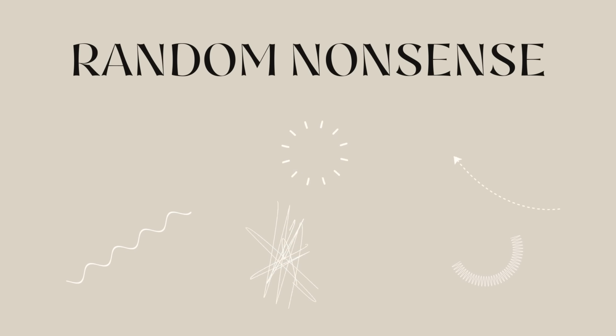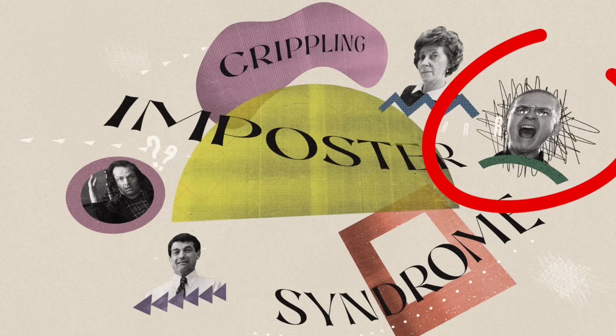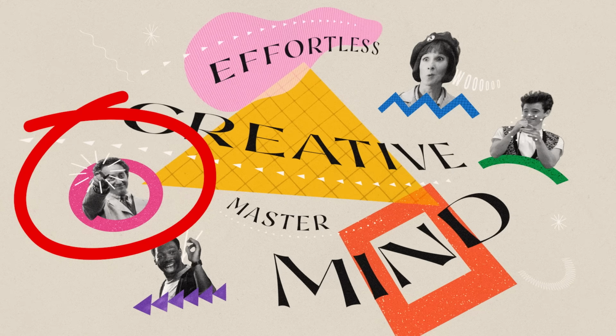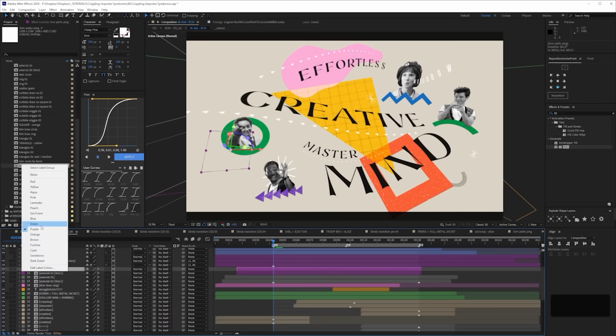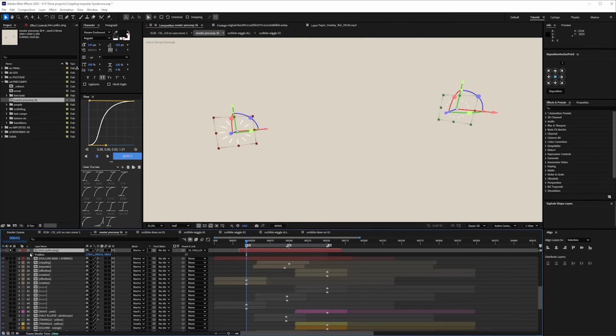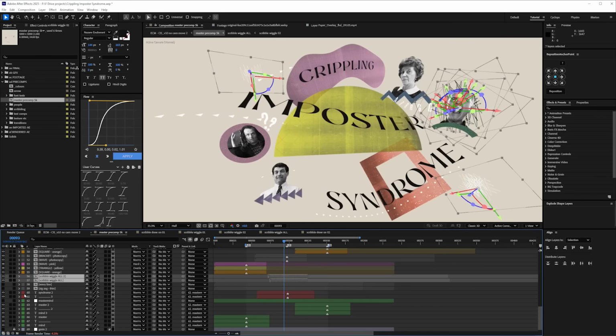Next, I threw what I can only describe as random nonsense into the mix, mostly to add little touches to the footage clips. Some were animated shape layers, repeaters on path shapes and ellipses. Others were scribbles, which you can animate in different ways.